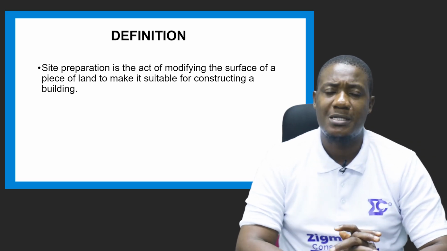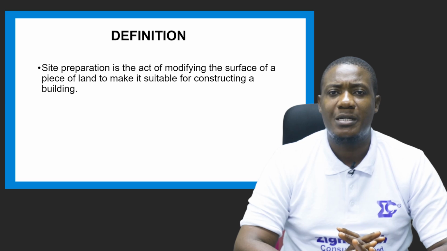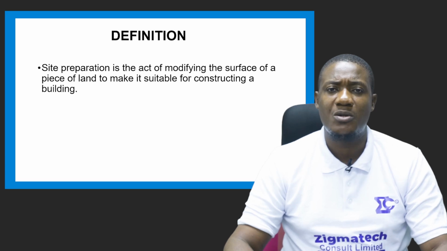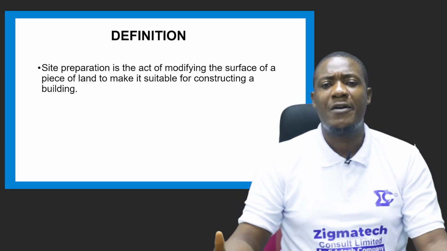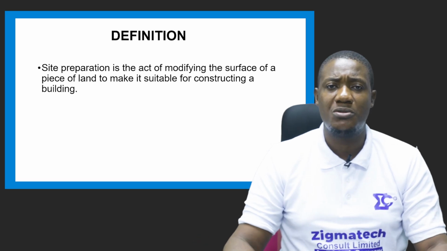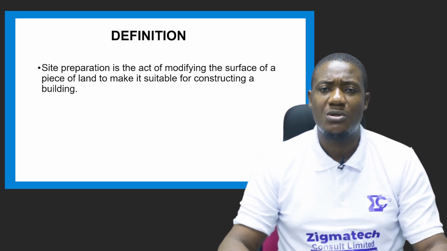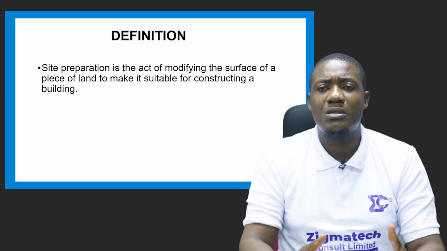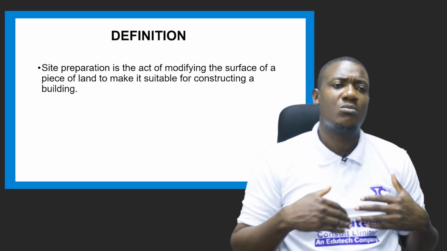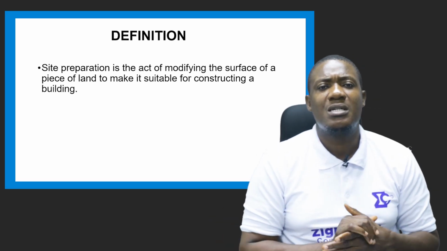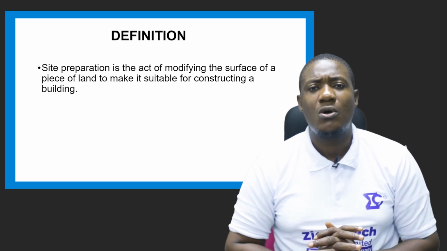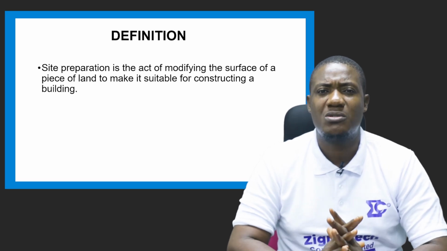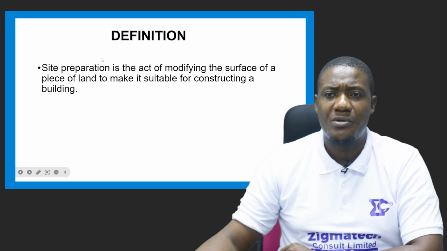Okay, so like I said earlier, there are different things we do on the surface of a land before we can start erecting our buildings. You have the money after the architect has finished drawing your building, but don't just go and start setting out on the land. There are certain things you have to do to the land. The different acts that will modify the surface of the piece of land to make it suitable for the construction of the building, that is what we call site preparation. We prepare the site before we erect the building.